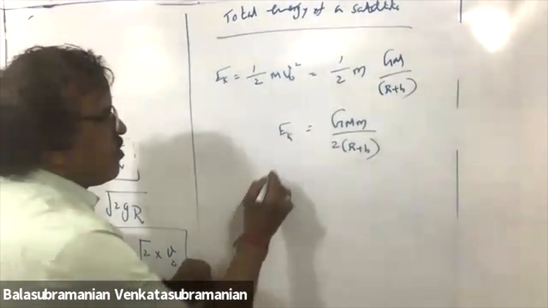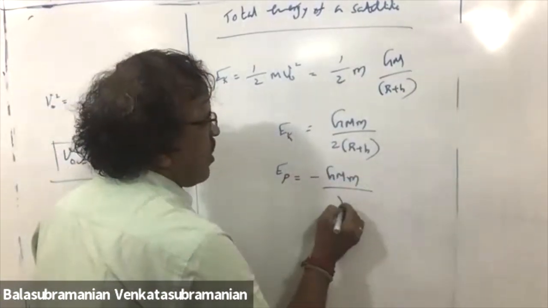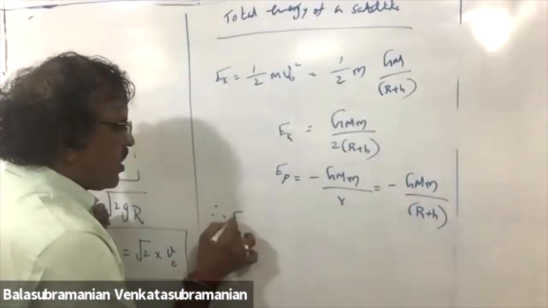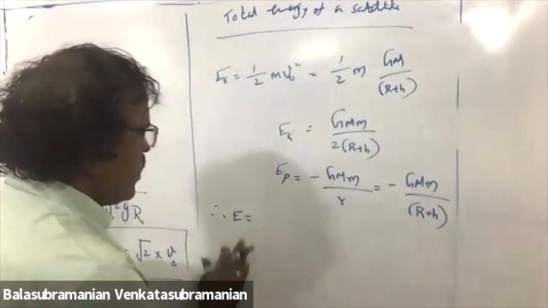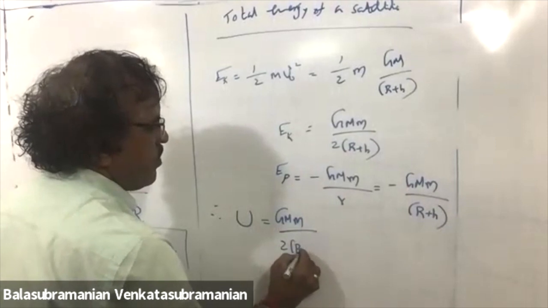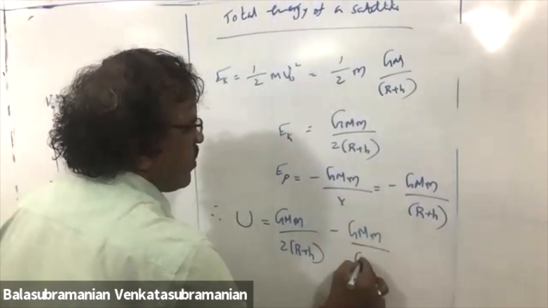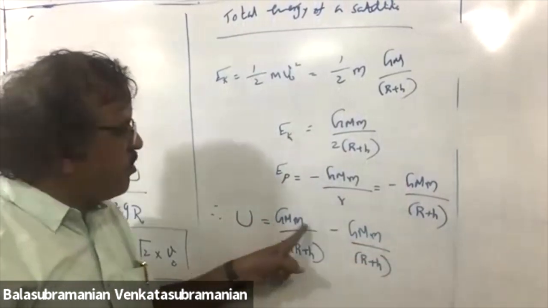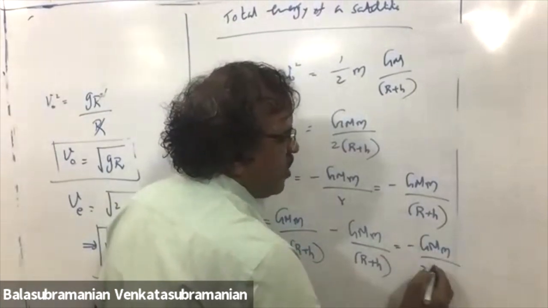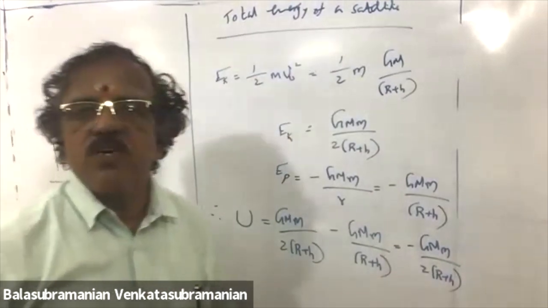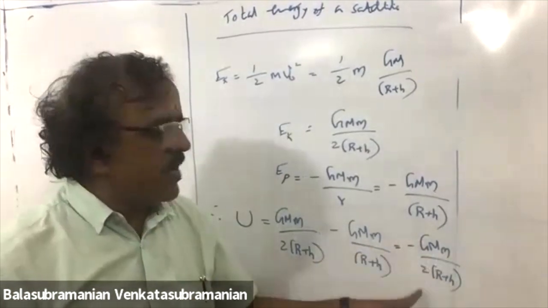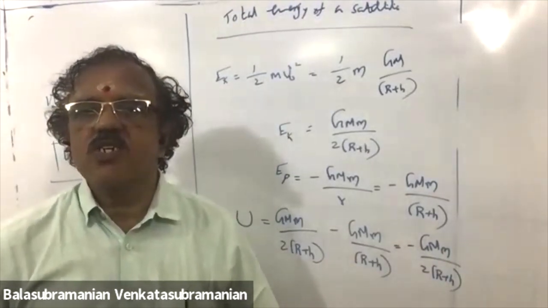Potential energy is minus GMm by r plus h. Therefore, total energy E or U, anything you can take, U only I will take. EK plus potential: GMm by 2 into r plus h minus GMm by r plus h. GMm by r plus h is common; take it out: half minus 1 is minus half. So you get minus GMm by 2 into r plus h. This is the expression for total energy. Nearer to the surface of the earth, h can be neglected: minus GMm by 2R. This is the total energy of an orbiting satellite.